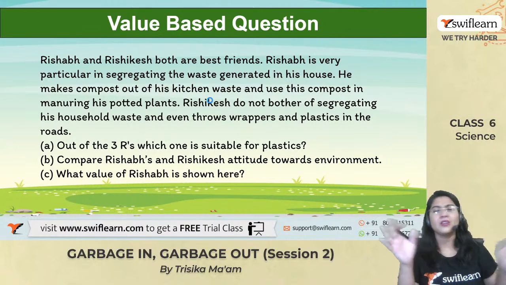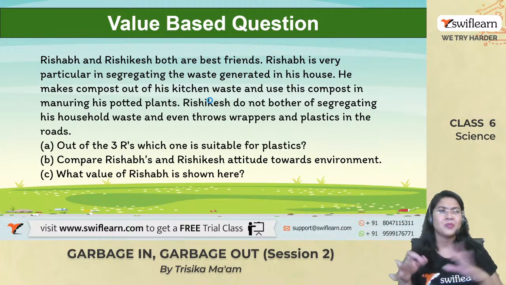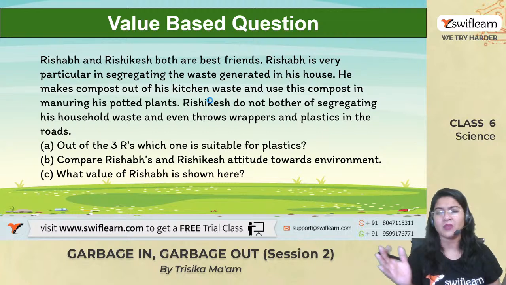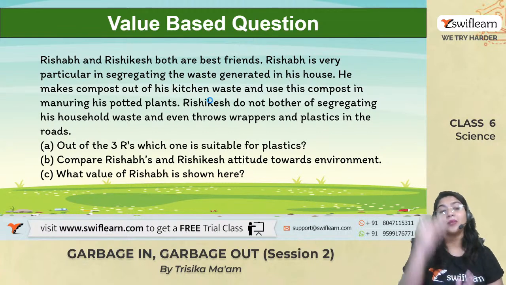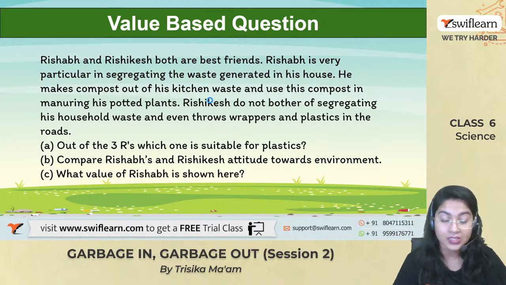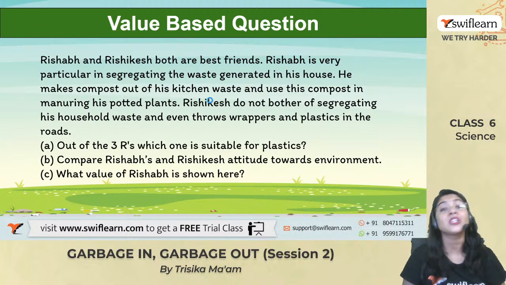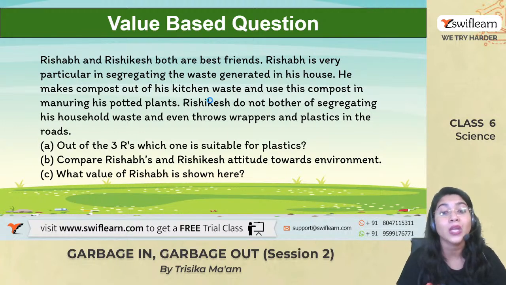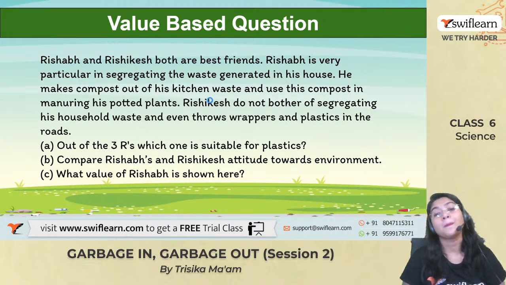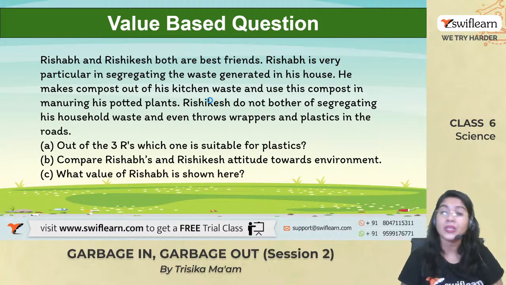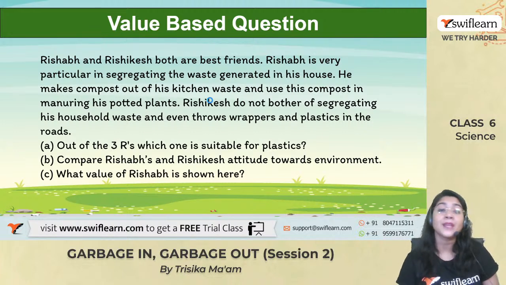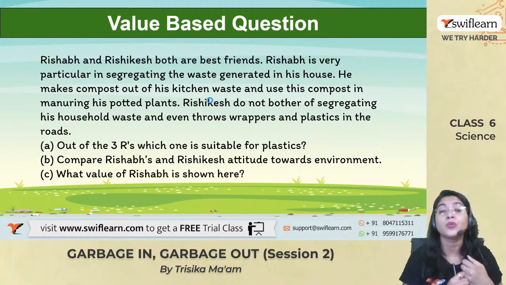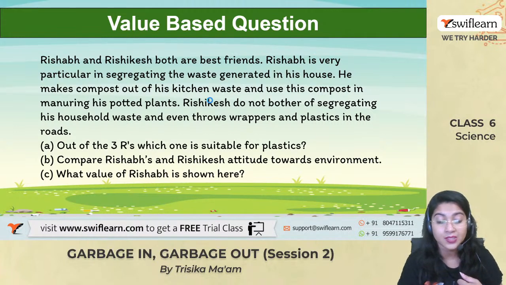He throws the different plastics and wrappers here and there, in the road also. He's not that much disciplined, right? So let me find out what the answers are. The first question is, out of the 3 R's, which we have already studied, which one is suitable for plastics? What can we do with plastic? Reduce, reuse or recycle. What is more suitable for plastic products?